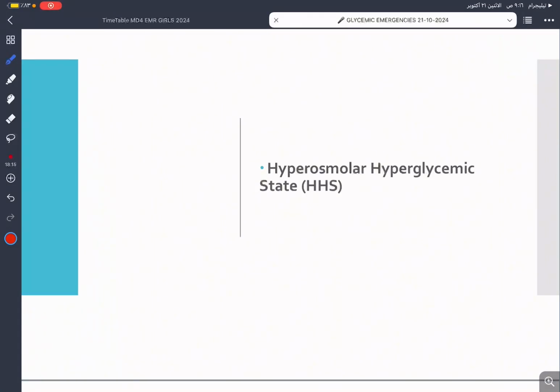كم الرينج؟ حد يتذكر؟ 275 to 295. This is a normal serum osmolarity. If it's more than 320, we consider it as hyperosmolarity. This is how to diagnose HHS. So hyperglycemia and high serum osmolarity more than 320.